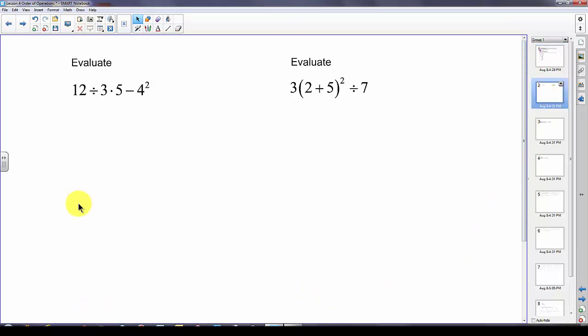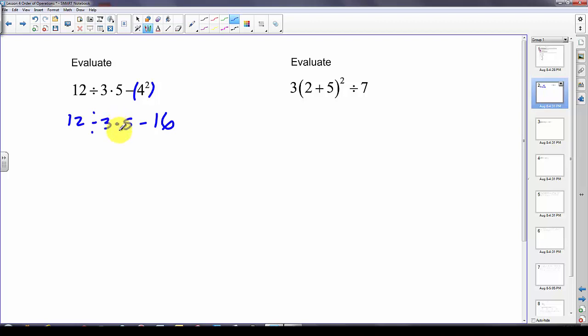Let's just do some practice problems here. So we've got expressions, which are these numbers linked by additions, subtractions, and multiplications and divisions. And what we want to do is look to see if we have any parentheses in this first one. Clearly we don't, so what we're going to have to do is look for any exponents first. So here's my set of exponents. I will do this quantity first. So I have 12 divided by 3 times 5 minus 4 squared, which is 16.